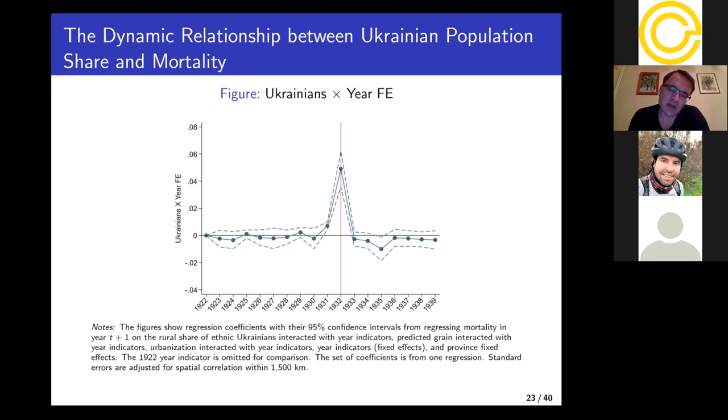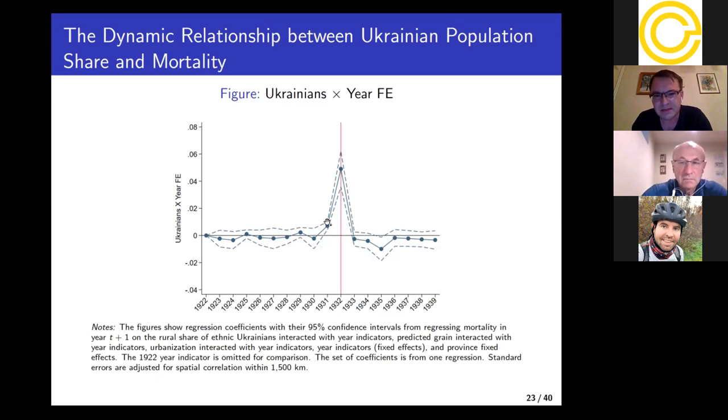Of course, we also allow the main variable of interest to vary by time, and instead of one interaction, Ukrainians times famine dummy, we include Ukrainian times year fixed effect interactions in the regression, and this graph reports the coefficients on these interactions. And you can see that this positive association between the share of Ukrainians and famine mortality exists only for the famine year. In the other years, there is basically nothing, no pretrends. Well, there is something in the previous year, but this is fine, because famine started a bit earlier, but reached a height in 1953.